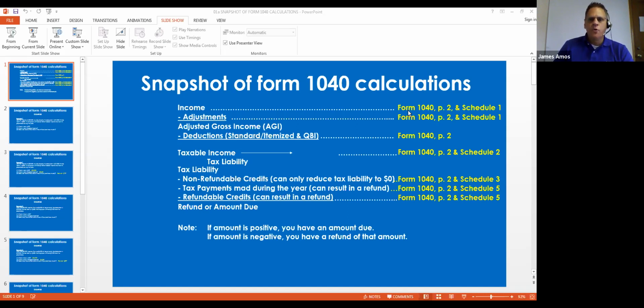And on the Form 1040, you have income, which you report on page 2 and on Schedule 1 of Form 1040. Adjustments are the same thing, on page 2 and Schedule 1. The deductions are reported on page 2 of 1040, and so on. Okay, I'm not going to go through that because that's something you should work with on your own when you put a Form 1040 right in front of you.